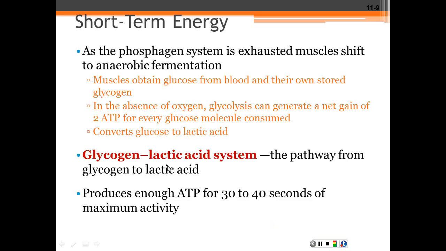So our glycogen-lactic acid system is the pathway from glycogen to lactic acid, and it produces enough ATP for 30 to 40 seconds of maximal activity. So it's basically running up the stairs quick, or running from your car to the front door. Just 30 seconds or so. Okay.